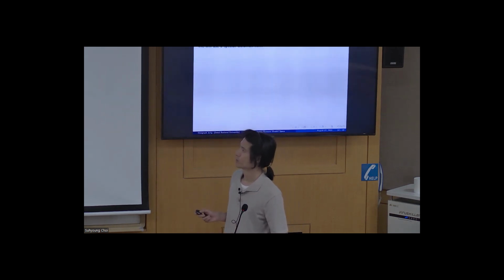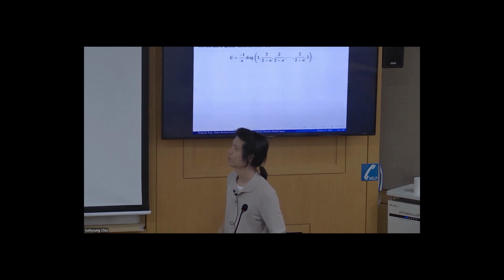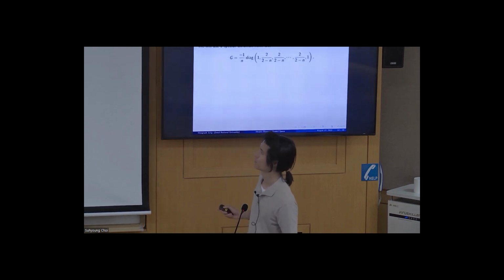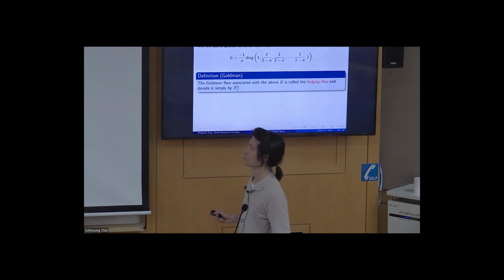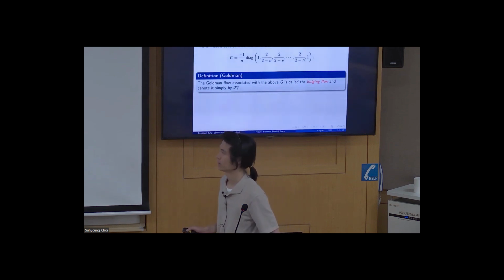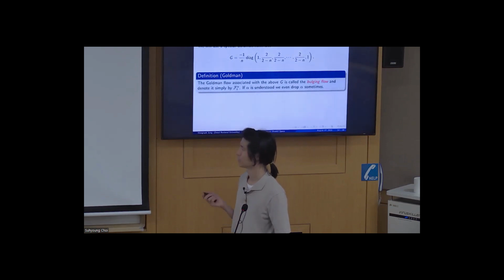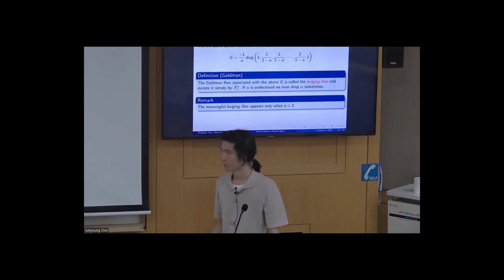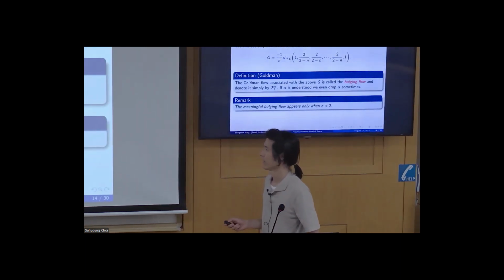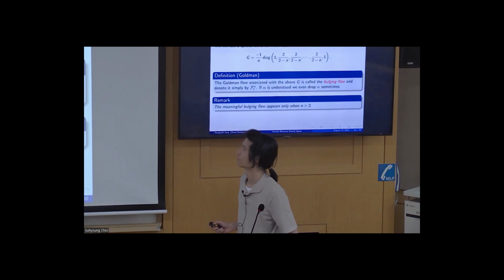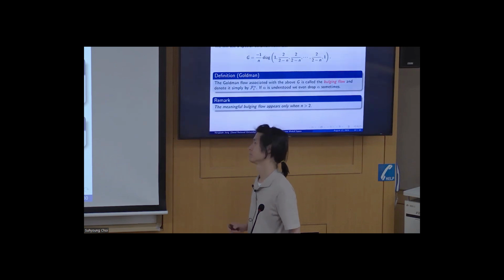And from now on, we will consider the following very special Goldman flow. So our G will be given in this form. And if G is given in this form, we will call the associated Goldman flow the bulging flow and denote it by just F alpha and t. And if alpha is well understood from the context, we just drop alpha as well. So we just simply write F of t to denote the bulging flow. And the meaningful bulging flow only appears when n is high enough. When n is equal to 2, we don't have such a matrix.